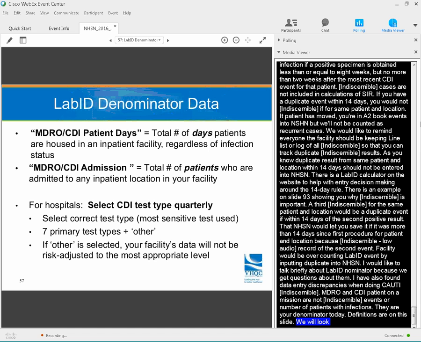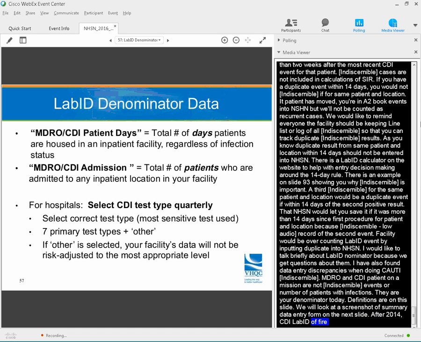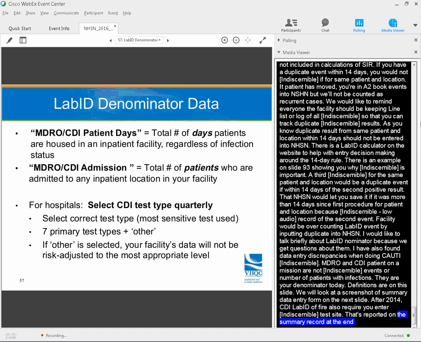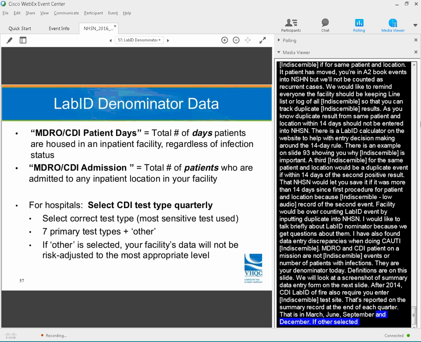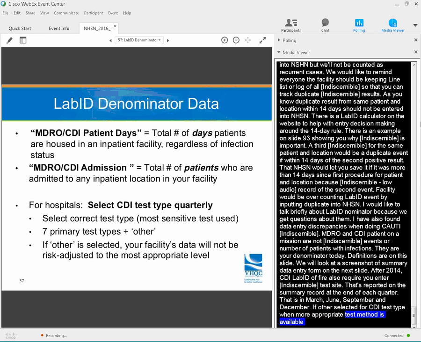We'll look at a screenshot of the summary data entry form on the next slide. After 2014, CDI Lab ID SIRs also require that you enter CDI test type on a quarterly basis. And so that's reported on the summary record at the end of each quarter. That is in March, June, September, and December. If other is selected for CDI test type when a more appropriate test method is available on the form, your facility's data will not be risk adjusted to the most appropriate level.